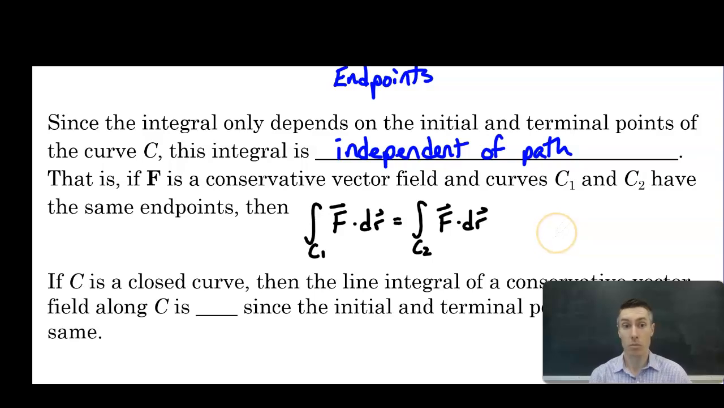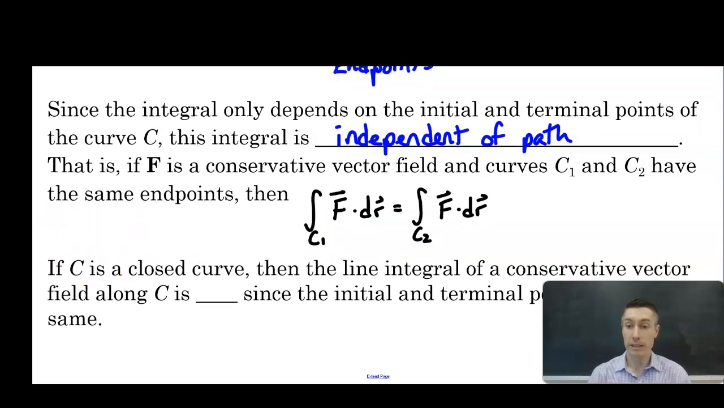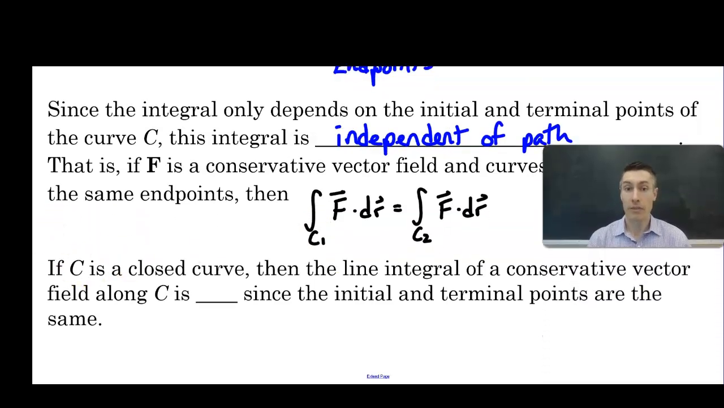So in that case, pick a simple curve, right? Pick a linear path between the 2 points if we needed to. But really, what we're trying to do is use the fundamental theorem of line integrals and use the potential function. The other piece here is if C is a closed curve, then the line integral of a conservative vector field along C is 0, since the initial and terminal points are the same.